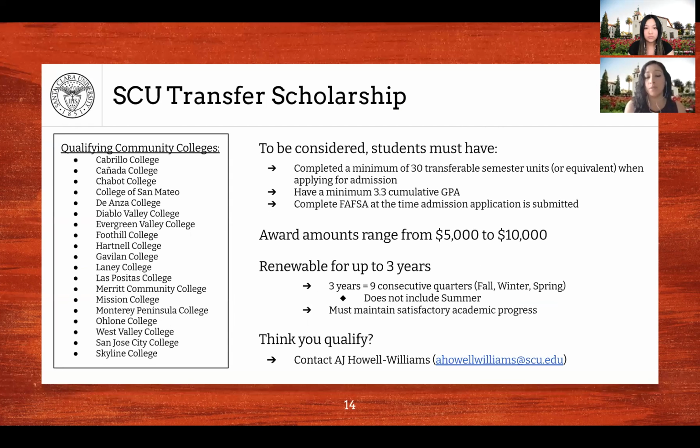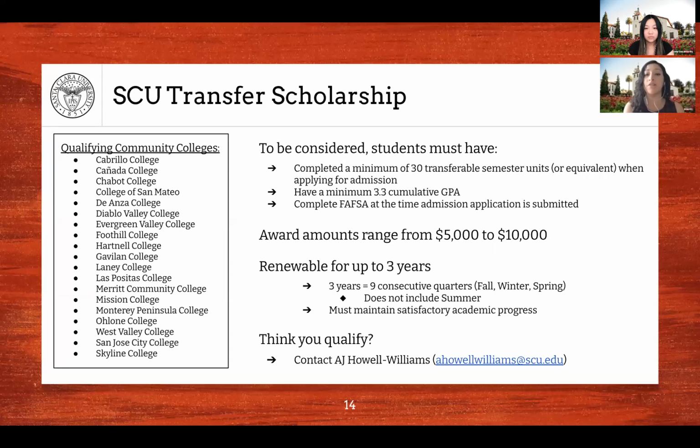And then something new that we have is called the SEU Transfer Scholarship. To be considered for it, the students had to complete a minimum of 30 transferable semester units, have a minimum GPA of a 3.0, and then complete the FAFSA at the time of admission. So these awards can range from $5,000 to $10,000. Again, these are going to be renewable for 3 years.